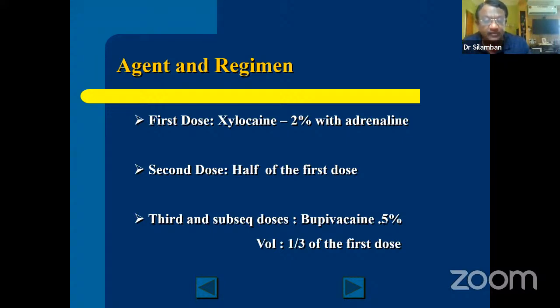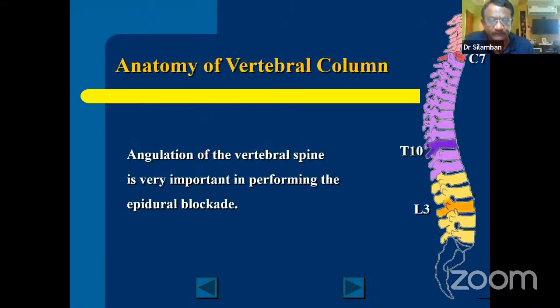For example, my first dose is 10 ml, my second dose is going to be 5 ml. The third and subsequent doses, for about another 2 doses, you can continue with xylocaine or you can shift to bupivacaine, because once the sodium channels are open, even if you give bupivacaine, the good relaxation that xylocaine helps you achieve continues. The volume for the third and subsequent doses, I use 1/3 of the first dose to a minimum of 4 to 5 ml. This is my agent and regimen choice.